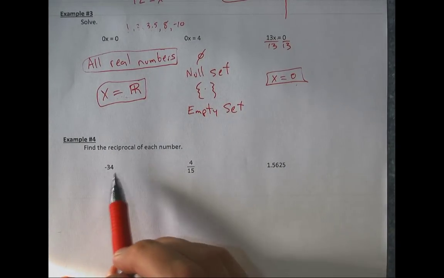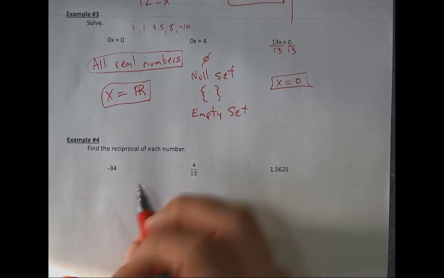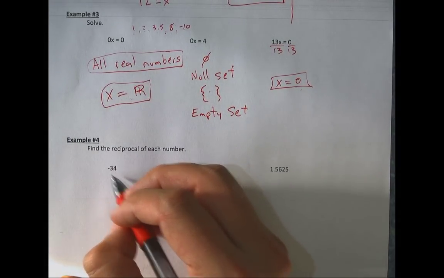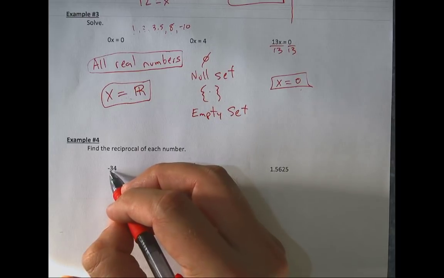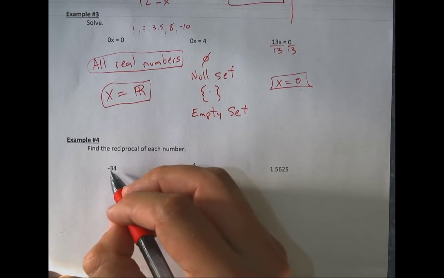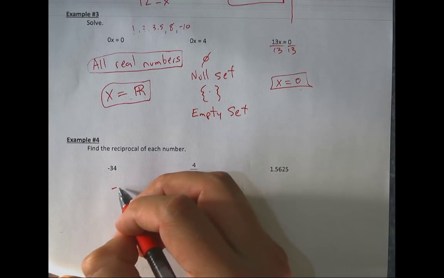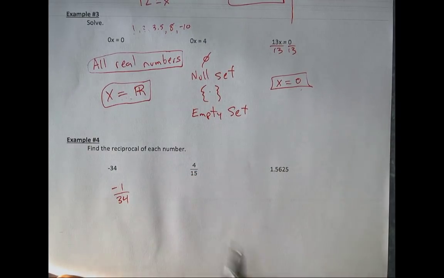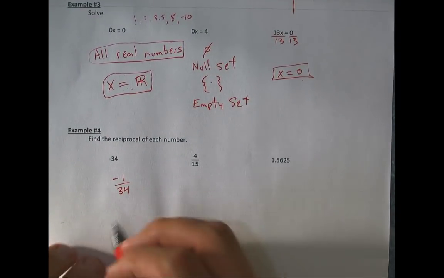So what is the reciprocal, or kind of the inverse of -34? Well, it doesn't change signs, so it's still negative. Pretend 34 is over 1. And again, don't pretend, it actually is over 1. And you flip it, and so it's 1 over 34. So that's the reciprocal. Now, how do you prove it?